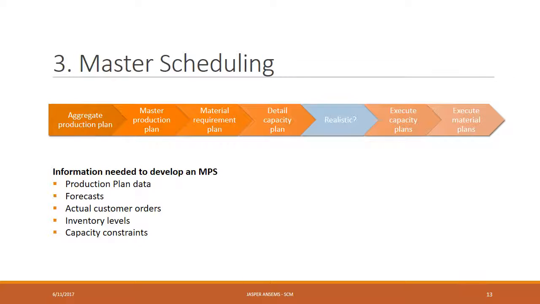The next chapter is master scheduling, which starts with the aggregate production plan, then it comes to the master production plan, material requirement plan, then a detailed capacity plan, and then you ask yourself the question, is this realistic? If so, you execute the capacity plan and you execute the material plans. The information needed to develop an MPS is the production plan data, the forecast, actual customer orders, inventory level, and capacity constraints.